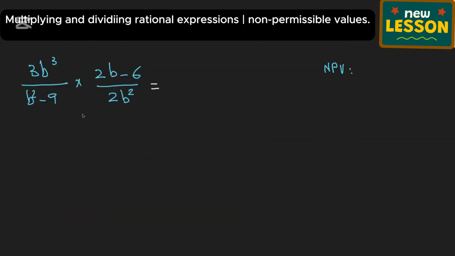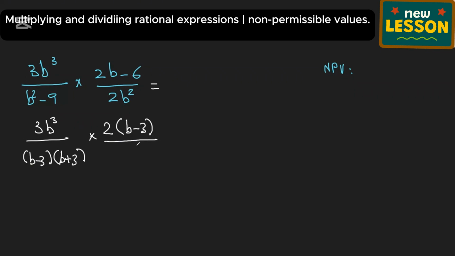For this question, the first thing I'm going to do, because I see things that could factor, is factor first before I tell what my non-permissible values are. So I'm going to have 3b cubed, sorry, over, this is the difference of squares, and it's going to give me b minus 3, b plus 3, times, here I could take out the greatest common factor, which is 2, and I'm going to get b minus 3 all over 2b squared.